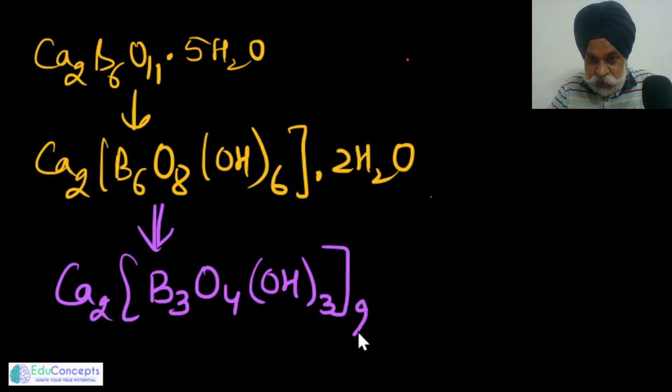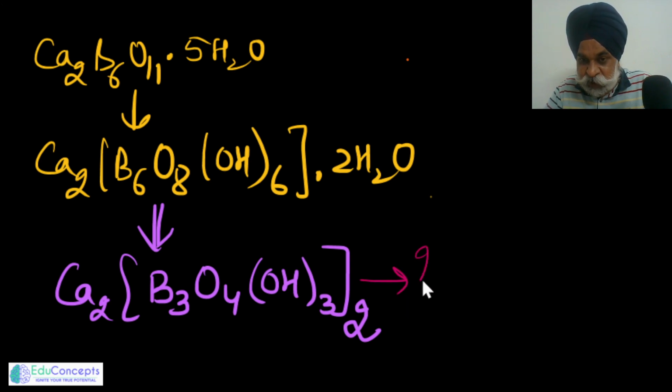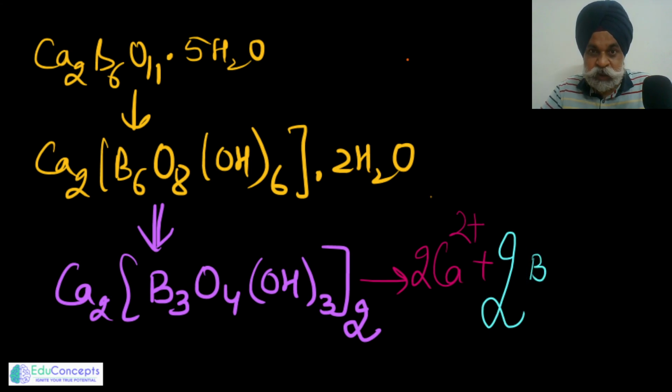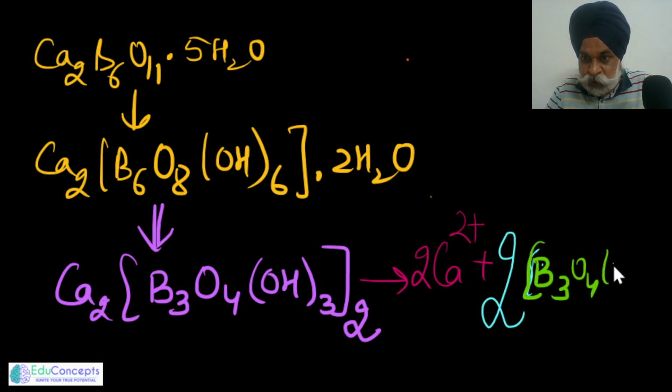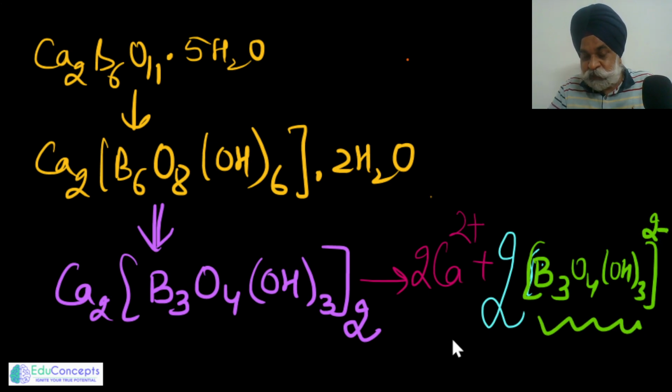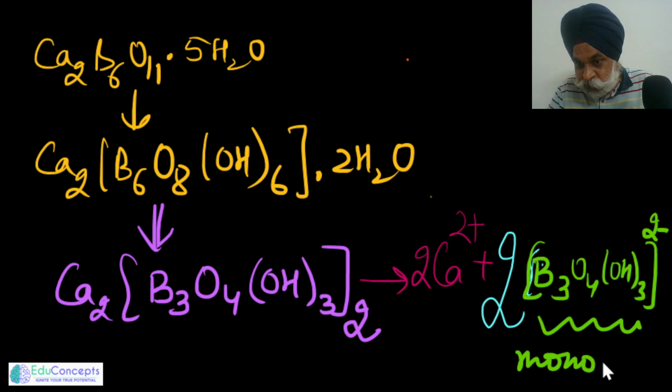This is twice, something like this. Now if I break it like this, what structure do I get? Ca2 positive. This is very interesting. And this would be 2. What are 2? So 2B, let me show you. It would be B3O4(OH)3, 2 negative. So this also is a monomeric unit. You can say this is the monomeric unit of Colemanite.